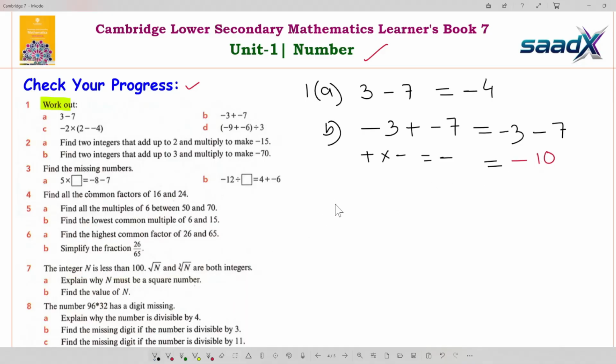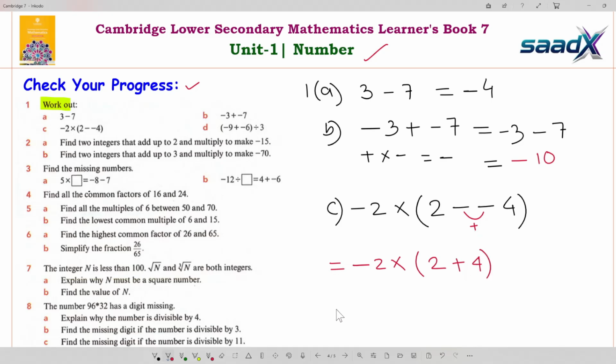Okay. Number C, minus 2 times inside bracket 2 minus minus 4. So first, this minus 2 will be unchanged, times inside bracket, here is 2, minus and minus, once we multiply it will become plus. So plus 4, and then 2 plus 4 is 6, and finally we get 2 times 6 is 12, and the sign is minus.